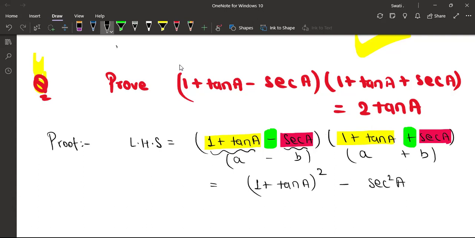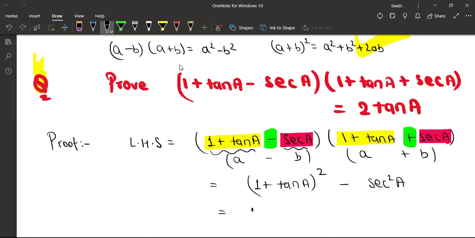I hope you understood this, Manya. This is the formula: the product of A minus B times A plus B is A square minus B square, right? Yes. Okay. Now (1 + tan A) whole square is our formula for (A + B) whole square, and we know its formula: A square plus B square plus 2AB. So if we simplify this, it will become 1 plus tan square A, of course, then plus 2 tan A, right? And then minus sec square A as it is.